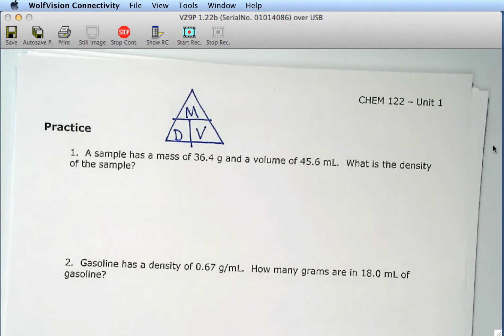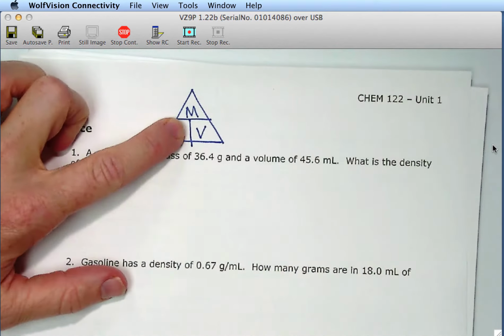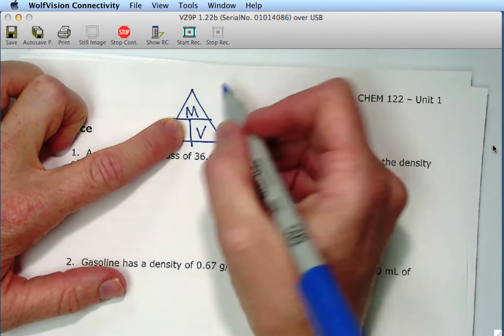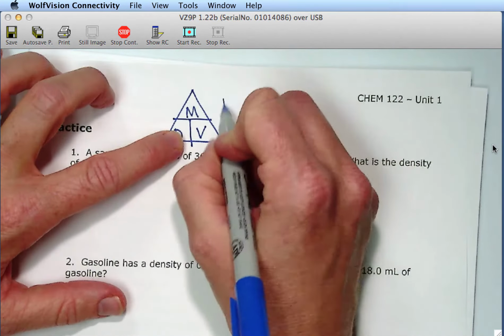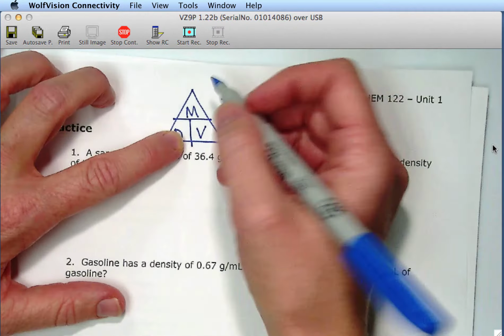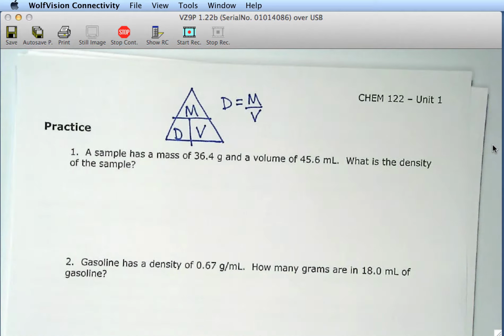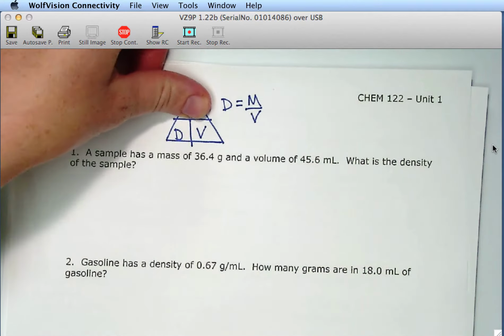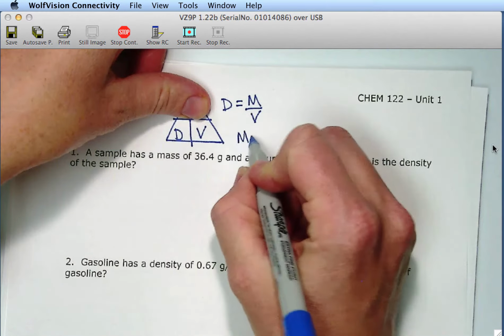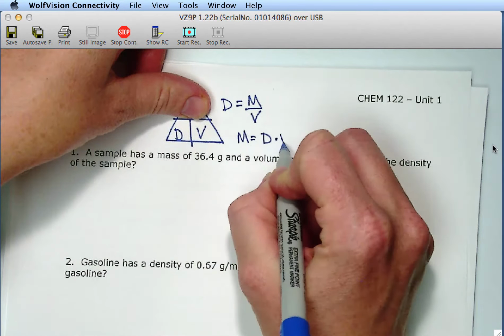With the triangle method, whatever you're solving for, whatever you're asked for, you cover up. So if you're solving for D, D is equal to M over V. Well, let's say you're asked to solve for mass. So you cover up the M. Mass is density times volume.